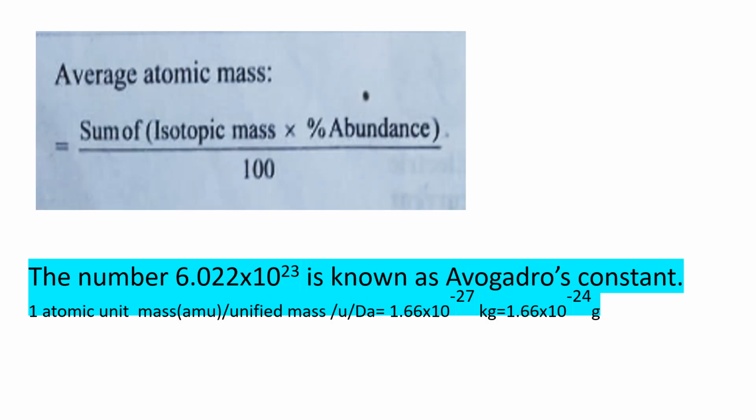Here you have to learn the formula. Average atomic mass is equal to the sum of isotopic mass into percentage abundance, divided by 100. This formula is useful for solving the PYQs. And then you have to remember Avogadro's number. It is very important. And what is one atomic mass unit? Its values are very important. How it is useful, we will see when we are solving the PYQs.